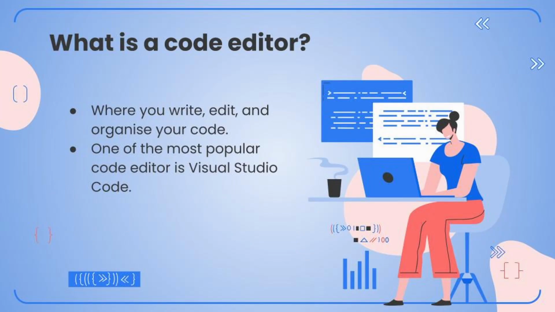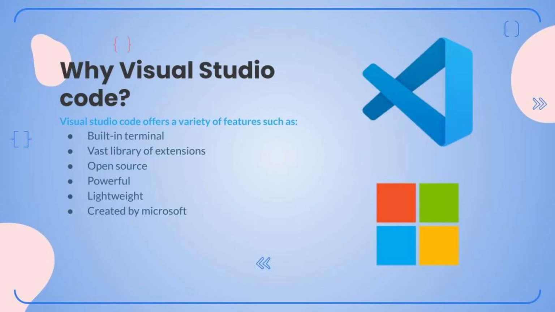Alright, now let's start our web development journey. First thing we need is a code editor. A code editor is where you'll be writing, editing, and organizing your code. One of the most popular code editors out there is Visual Studio Code. The reason is because Visual Studio Code, or VS Code for short, is a lightweight, powerful code editor developed by Microsoft. It's free, open source, and comes with a range of features that make it an excellent choice for web development. It has a built-in terminal and offers a vast library of extensions to enhance your coding experience.